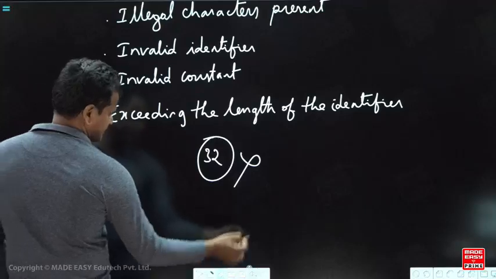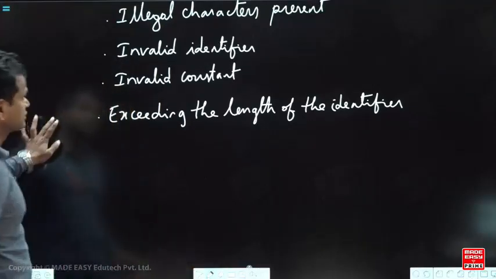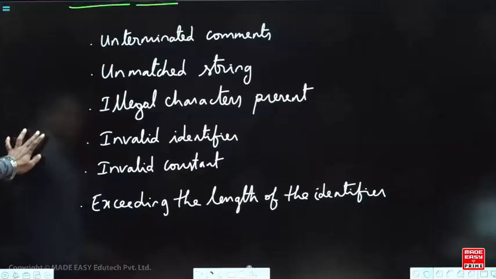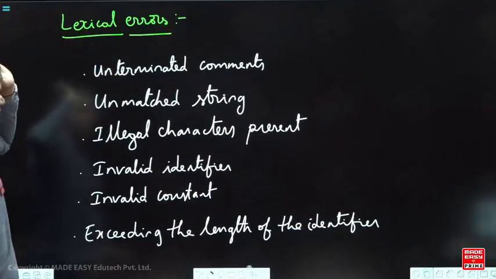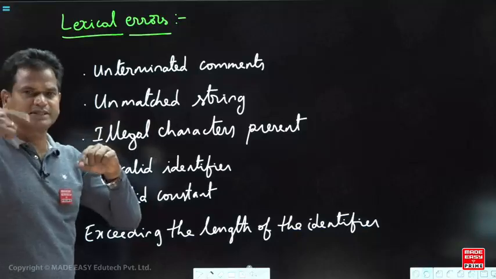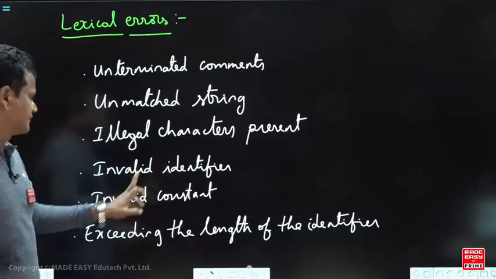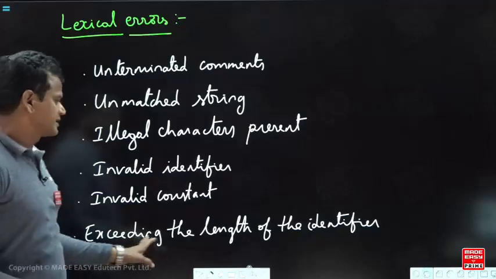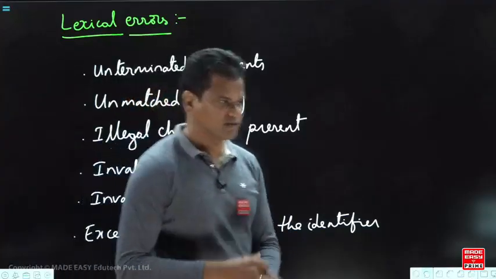So these are some possible errors that can be produced by lexical analysis. Unterminated comments: whenever you open, it has to be closed. Unmatched string: if you open double quotes, it has to be closed. Illegal character present, invalid identifier, invalid constant, and exceeding the length of the identifier, more than 32 characters, will throw an error. Okay, copy this one.